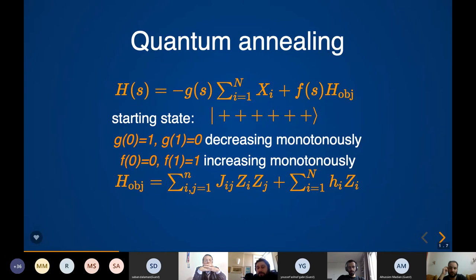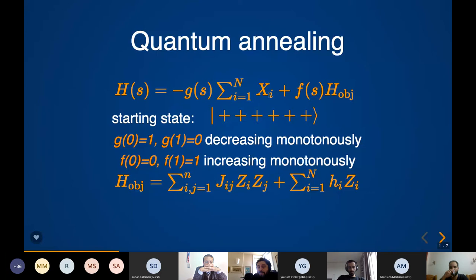So it's a good state, and it's actually nothing but the ground state, the smallest eigenvalue eigenstate of the Hamiltonian, which is the sum over i of Xi. What is Xi?